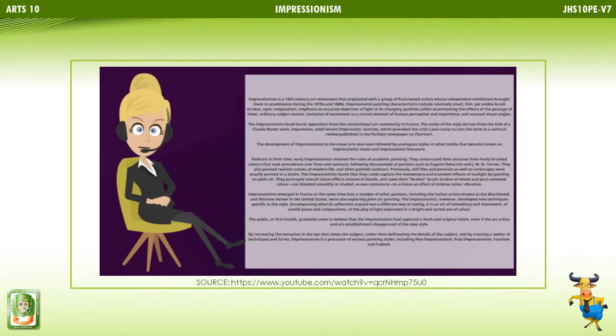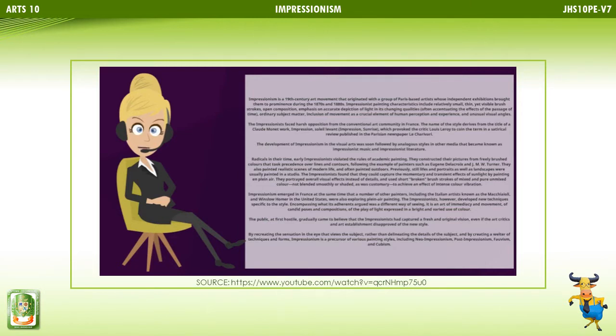Impressionism is a 19th-century art movement that originated with a group of Paris-based artists whose independent exhibitions brought them to prominence during the 1870s and 1880s. Impressionist painting characteristics include relatively small, thin, yet visible brush strokes, open composition, emphasis on accurate depiction of light and its changing qualities, often accentuating the effects of the passage of time, ordinary subject matter, inclusion of movement as a crucial element of human perception and experience, and unusual visual angles.